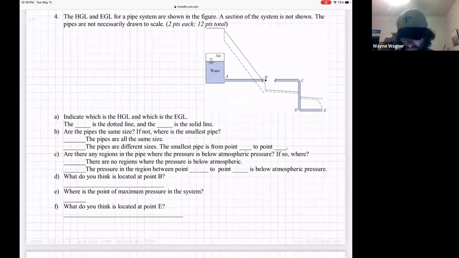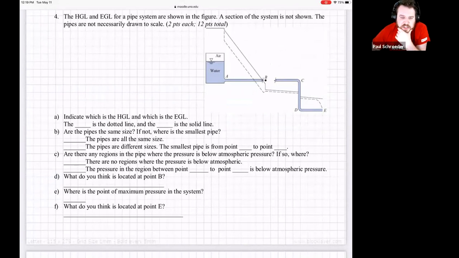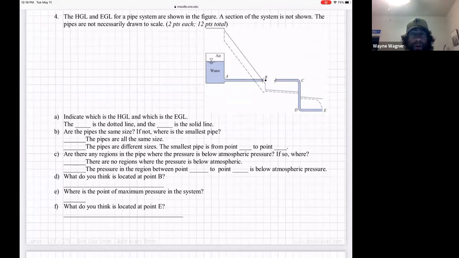It's a tricky process, and sometimes it makes you think backwards, but the key really to me is always just thinking about the V squared on 2g. That's the number one thing. So an HGL EGL problem would look like this if we had one. I could also ask you to draw one or the other.